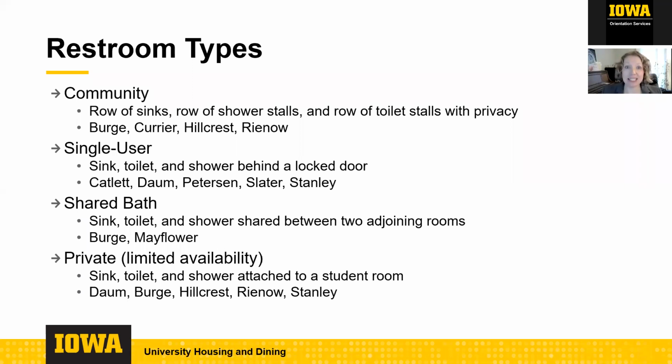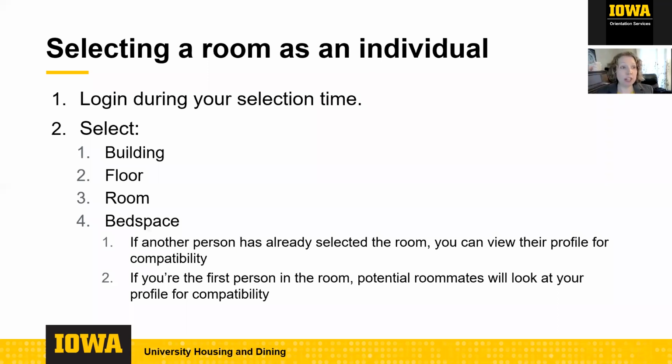So if you are selecting a room as an individual, what you are going to do is log in during your room selection time. Remember, Central Daylight Time. You'll pick the building, the floor, the room, and then you'll actually pick the bed space. One thing to be aware of is if another person has selected the room, you'll be able to see a snapshot of their profile, so you can check out if you two might be compatible. If you happen to be the first person picking that room, then potential roommates will check out your profile to see if they are compatible with you.